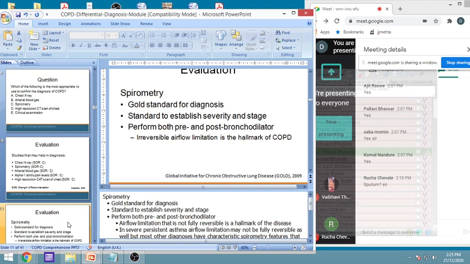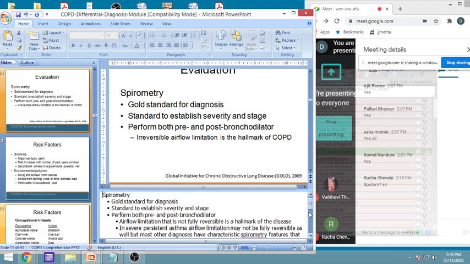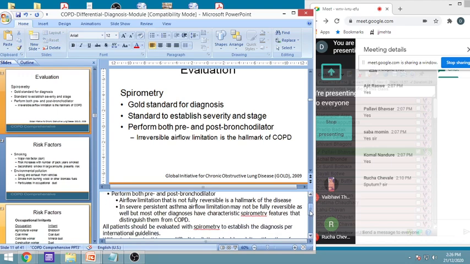Okay, these are very clear guidelines. So what we are doing is performing pre and post bronchodilator spirometry, and airflow limitation which is not fully reversible is COPD. In severe persistent asthma, airflow limitation may not be fully reversible, but most other diagnoses will inform about the characteristics, whether it is asthma or not. There is every chance that it is a mix of asthma and COPD, and in that condition we have to consider it in that way. All patients should be evaluated with spirometry to establish the diagnosis as per the international guidelines.